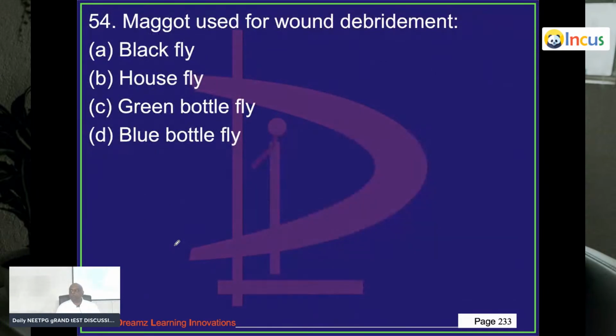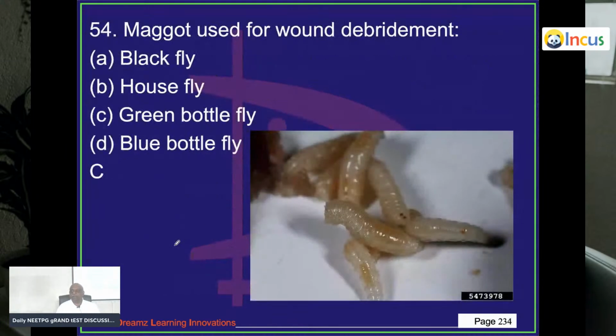Maggot which you use for wound debridement is green bottle fly. You will leave the maggot, it will eat all the flesh, and that's how you do wound debridement.